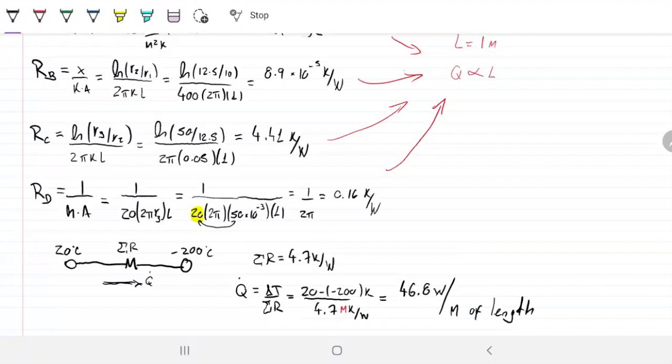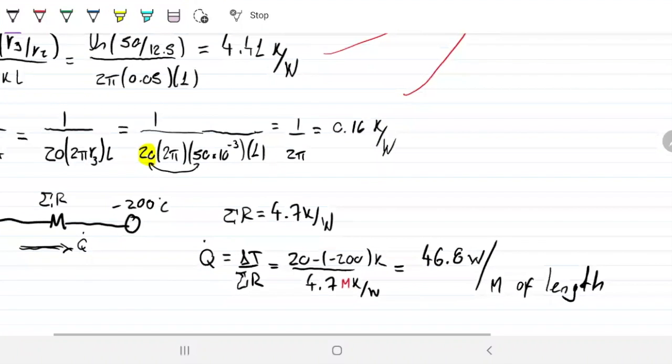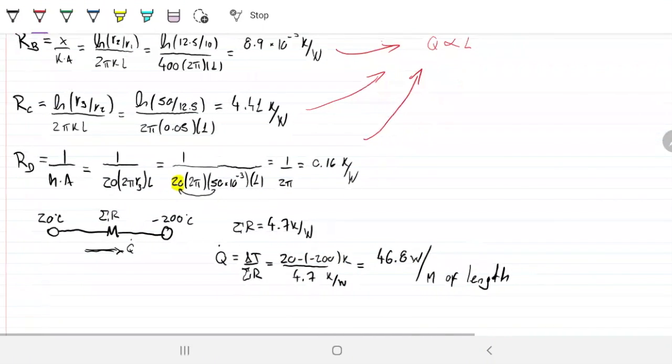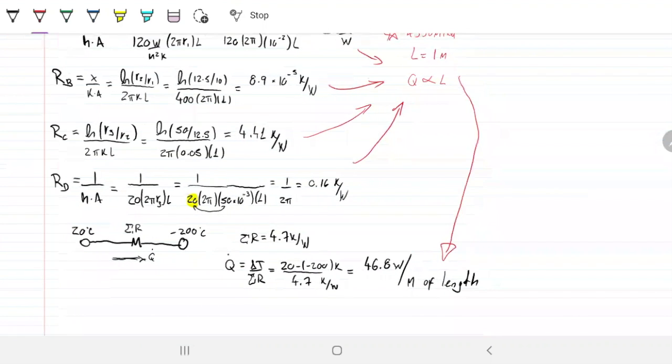So this is 46.8 watts per meter of length. So let me remove that M there because we didn't carry it with us the whole way. And we can draw a little arrow to remind ourselves why it comes to be. That's because we assumed a length of 1. Cool, so now we know the current, right?